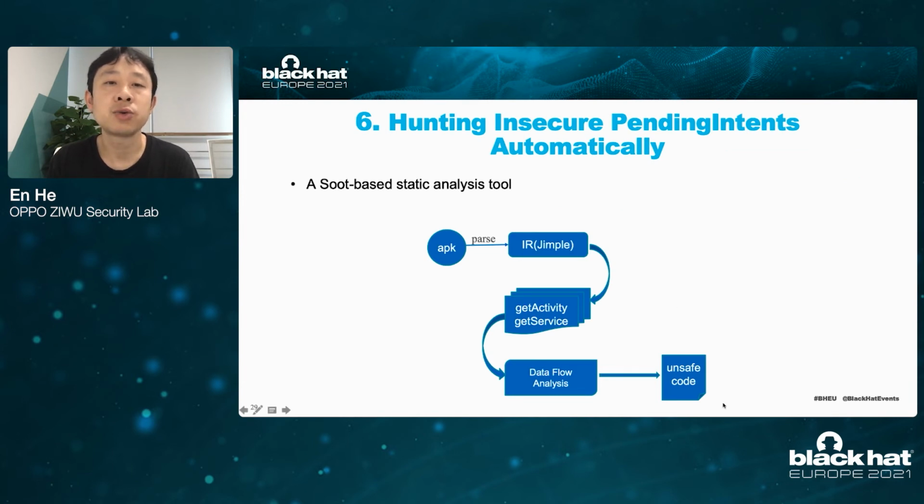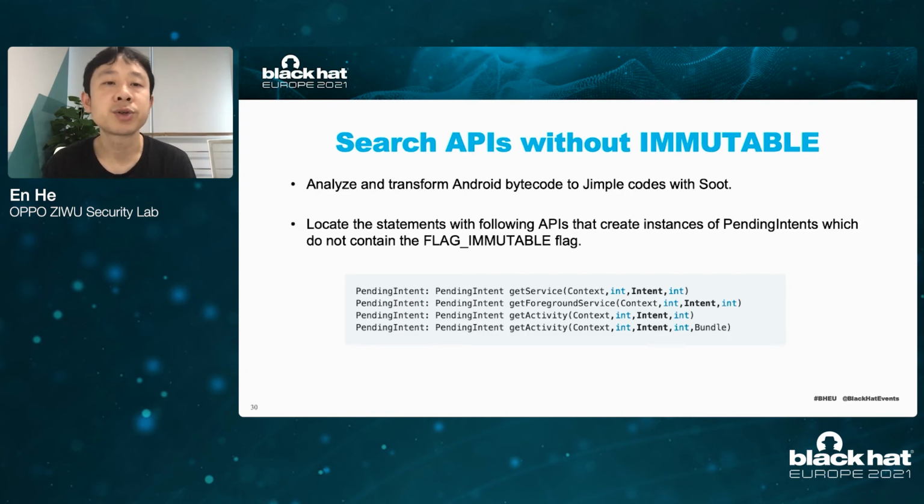Now I'll introduce how to hunt insecure pending intents automatically. We have designed a Soot-based static analysis tool. It will parse the APK into Jimple IR, then scan PendingIntent APIs with data flow analysis to get a result of unsafe code. This picture roughly shows how it works. First, it will search APIs without the immutable flag. It will analyze and transform Android bytecode to Jimple code with Soot, then locate the statements with the following APIs that create instances of pending intents which do not contain the immutable flag, including getService, getForegroundService, getActivity, and getActivities.